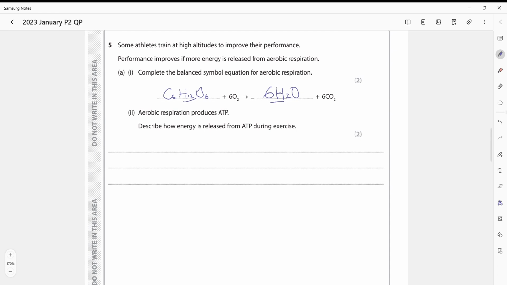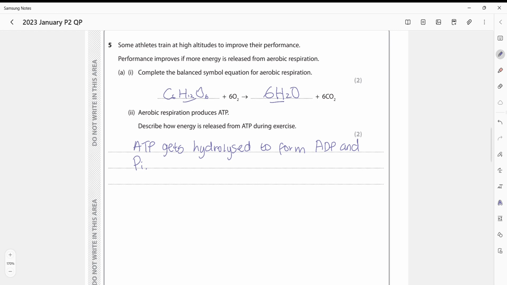And then for part 2, aerobic respiration produces ATP. Describe how energy is released from ATP during exercise. So ATP gets broken down, or you can say gets hydrolyzed, that's fine too, to form ADP and an inorganic phosphate, and you can write that as Pi.